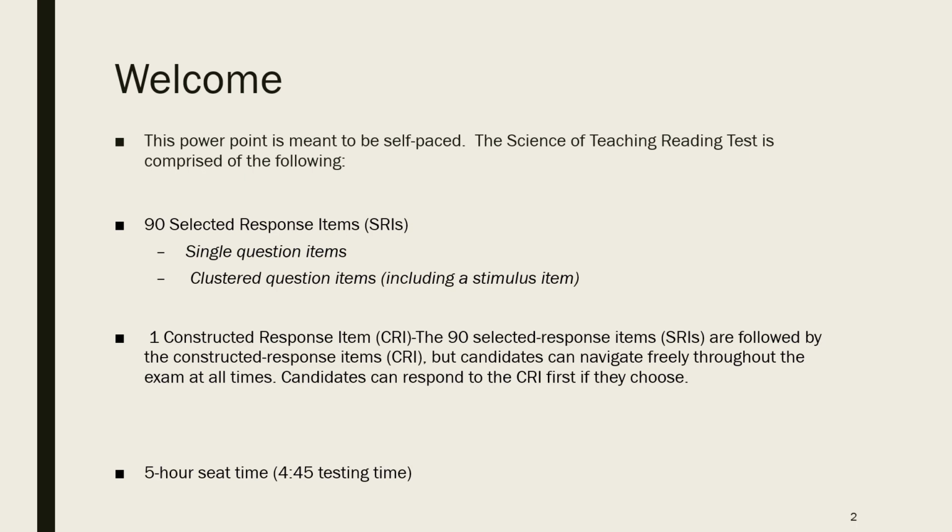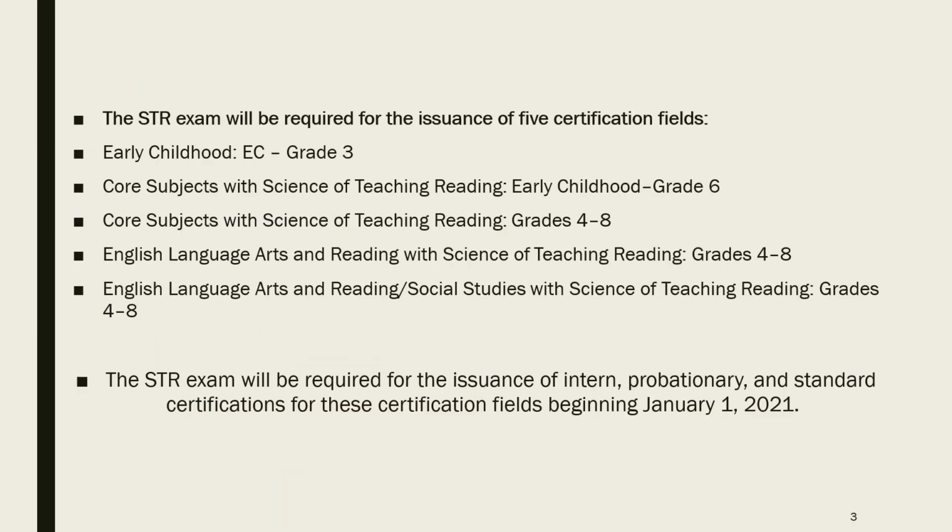The people required to take the test are the early childhood EC through grade 3, the core subjects with Science of Teaching Reading early childhood through grade 6, the core subjects with Science of Teaching Reading grades 4 through 8, the English Language Arts and Reading with Science of Teaching Reading grades 4 through 8, and the English Language Arts and Reading Social Studies with Science of Teaching Reading grades 4 through 8. So the test will be administered for the very first time on January 1st, 2021.